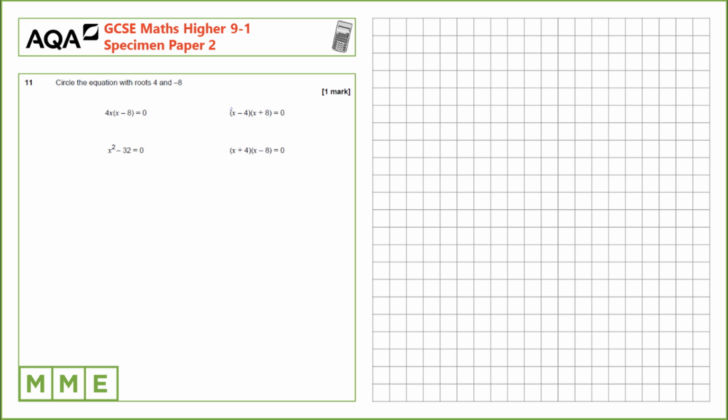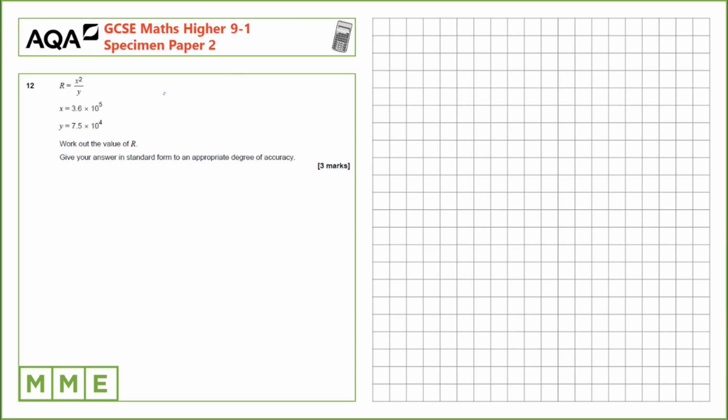for this equation, if we substitute 4 in, we get 4 minus 4, that's 0. 0 times this should be 0. And if we substitute minus 8 in, we'll get minus 8 plus 8. So this bracket will be 0. We'll have whatever this bracket is times 0, which equals 0. For both cases, this equals 0. So this is the equation with the roots 4 and minus 8.